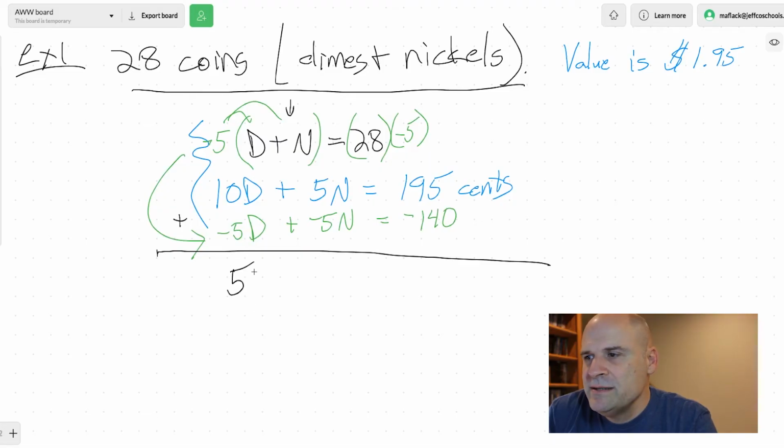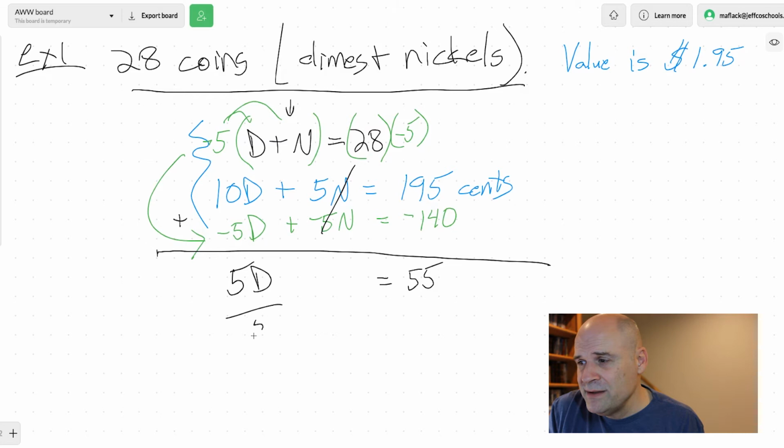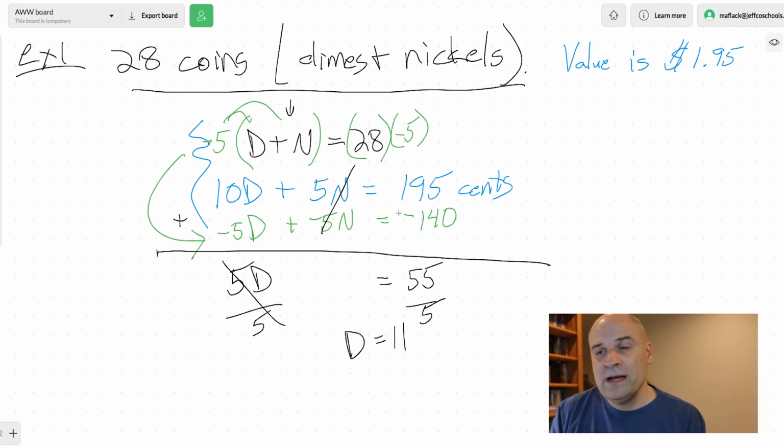Okay, so we're adding. So 5d plus nothing, because those cancel. Beautiful. Do that math. 195 minus 140, 55. Okay, then just divide by the variable's coefficient. Divide by 5, divide by 5. Look at that easy equation. D equals 11.